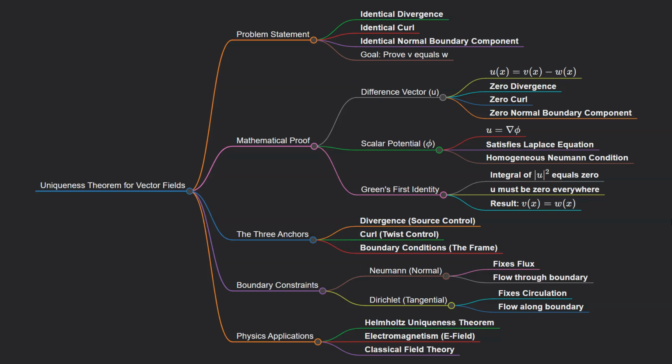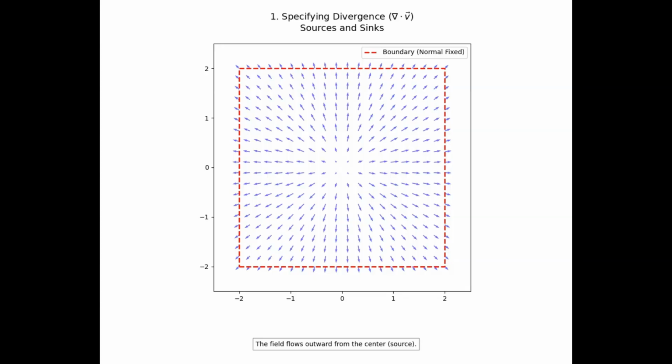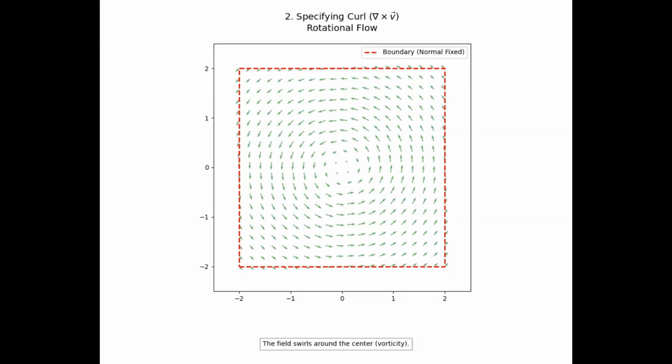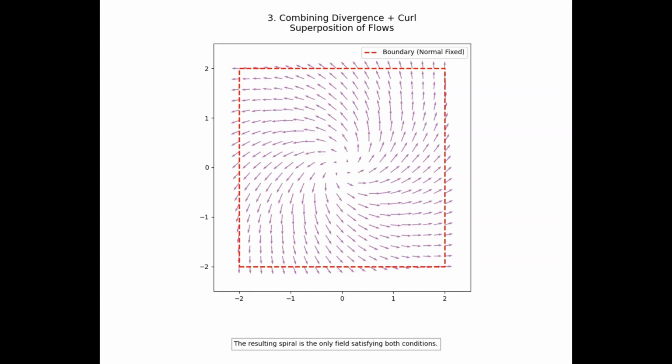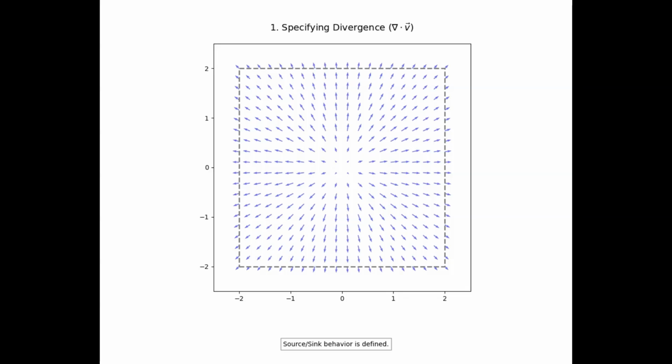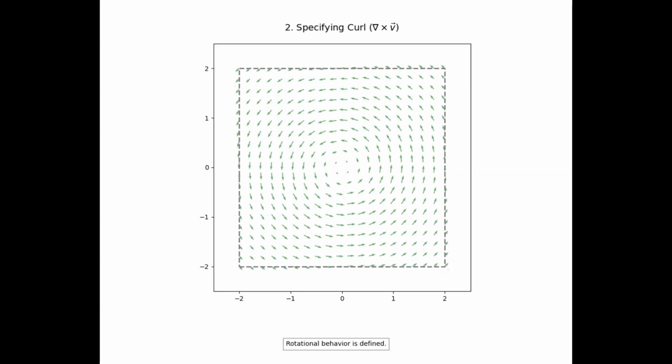The frame, boundary conditions. Even with the push and the swirl, a field could still have an arbitrary background flow passing through it. Fixing what happens at the edges, the walls of your container, acts as a frame that prevents any extra flow from leaking in or out.